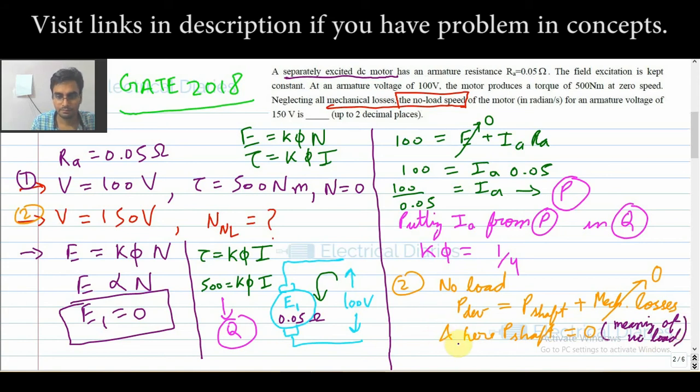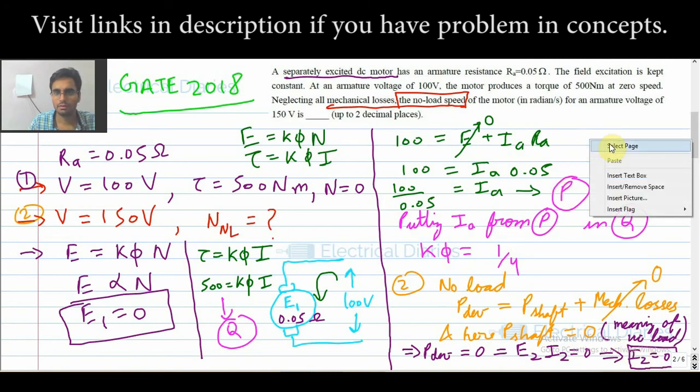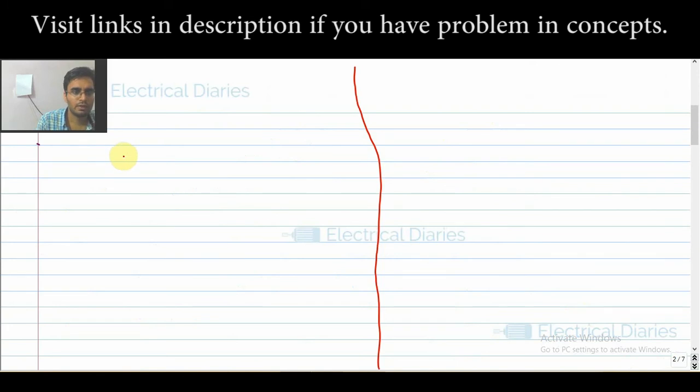So P shaft is equal to 0, which means P developed is equal to 0. P developed is E2 times I2, so E2 I2 is equal to 0. This implies that your I2 is 0, because E2 cannot be 0, it is a back EMF. So for the second case, your I2 is 0. Now I think I should insert a page. For the second case, the beautiful thing that you get is that your motor was like this.